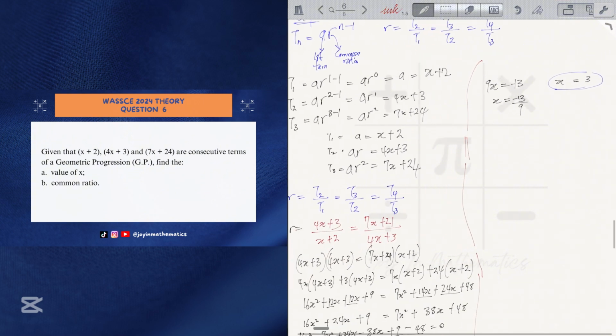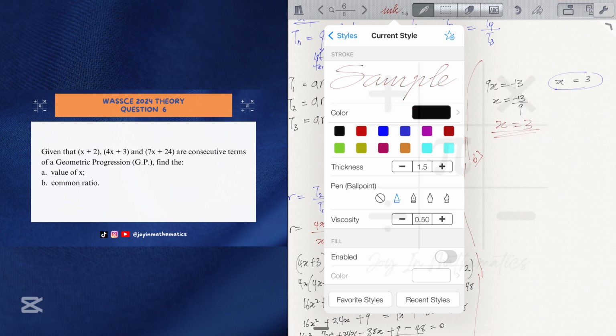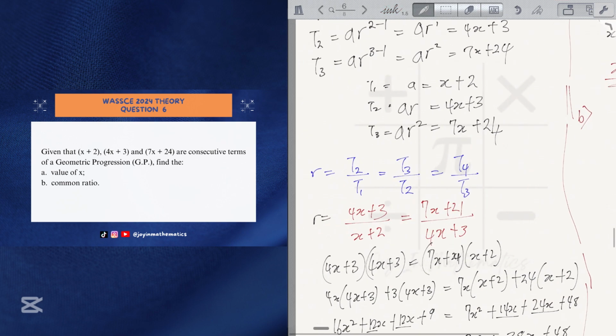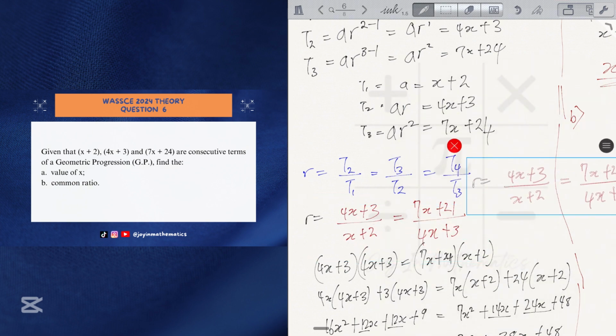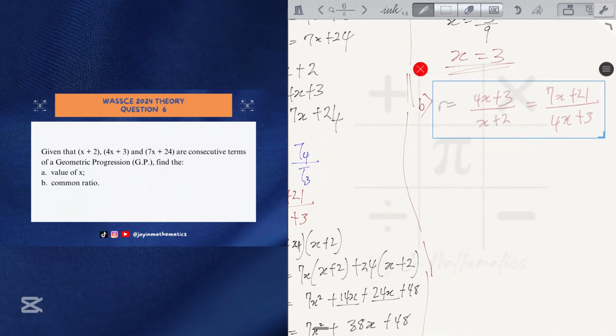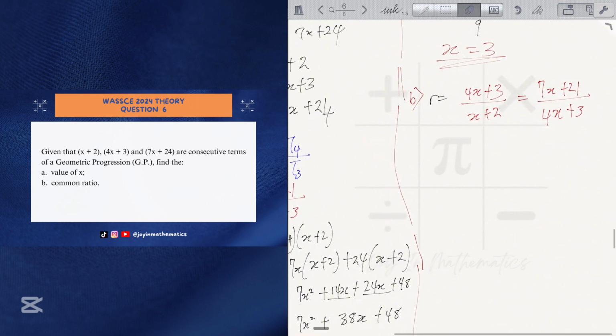Alright, now we have found that x is equals to 3. The next question, B, says we should find the common ratio. Now, if you recall very well, we will find out that common ratio r is equals to T2 divided by T1, which is equals to T3 divided by T2, which is equals to T4 divided by T3. And we move further and say that common ratio is equals to this expression. So with this, if we duplicate these and move to this side, now we can find the common ratio. So we can choose any one of them. So let's just erase this.